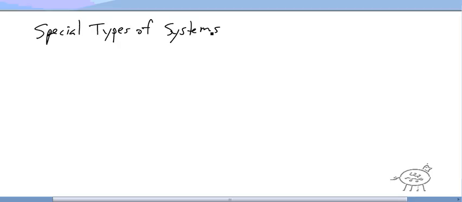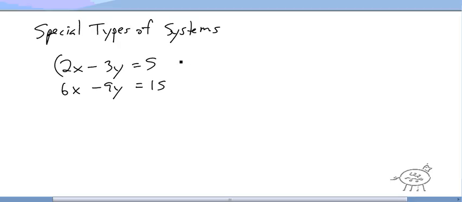Okay, so we have 2x minus 3y is equal to 5, and 6x minus 9y is equal to 15. So we're going to use elimination here, and we're going to multiply. If I want to get rid of the x, I can multiply the top by negative 3. So I put this below it. I get negative 6x plus 9y is equal to negative 15.